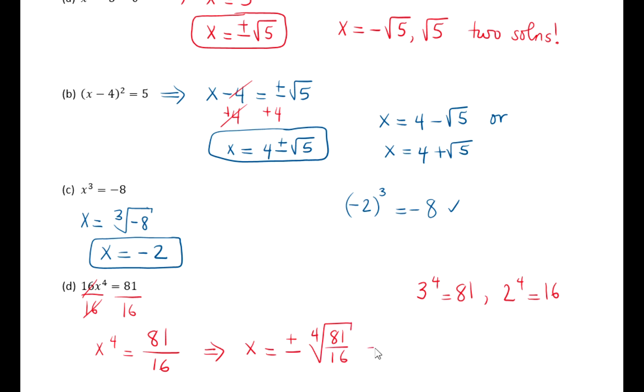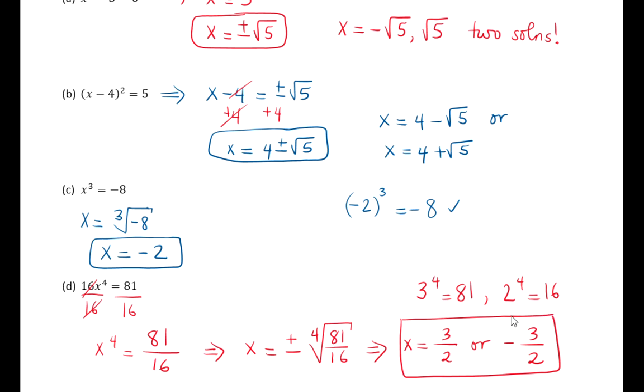But you will see that will be 3 over 2. So x will be simply 3 over 2 or -3 over 2. So you get two solutions for this problem. See, that's again an even power. Like here in these even powers, you got two solutions, and here you got two solutions as well.